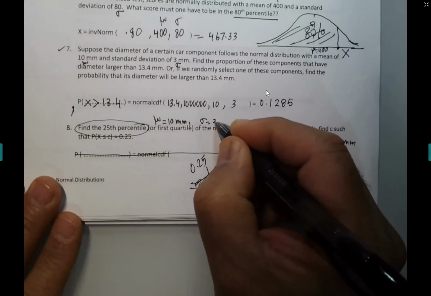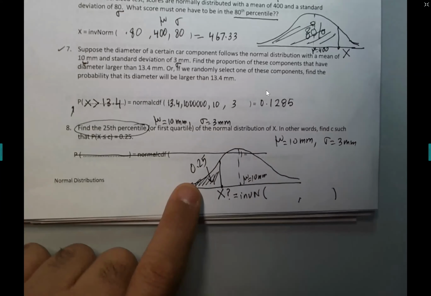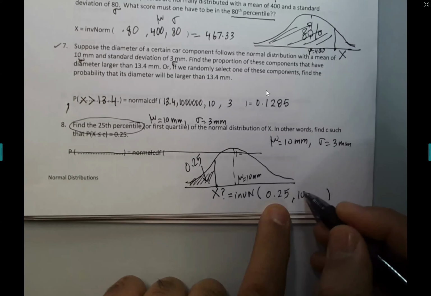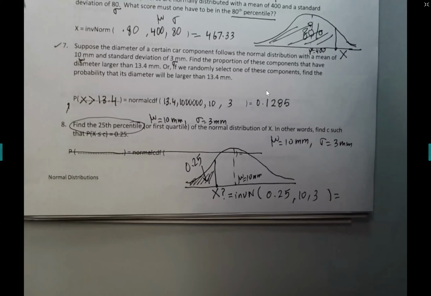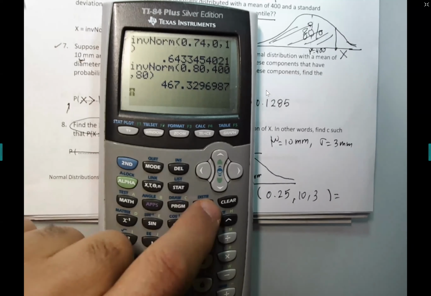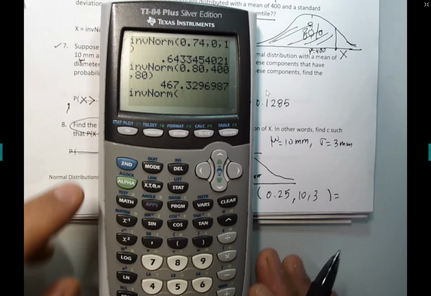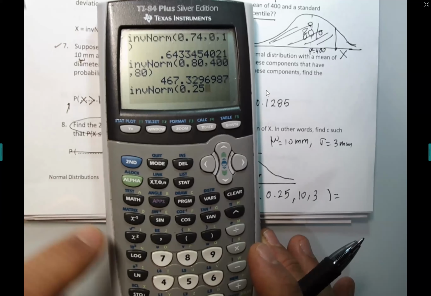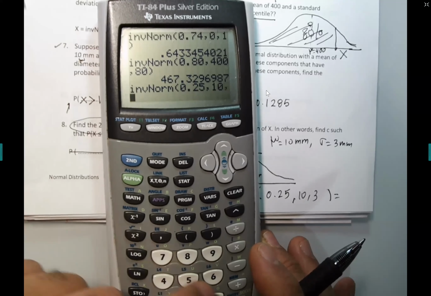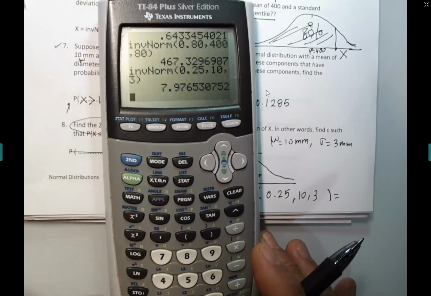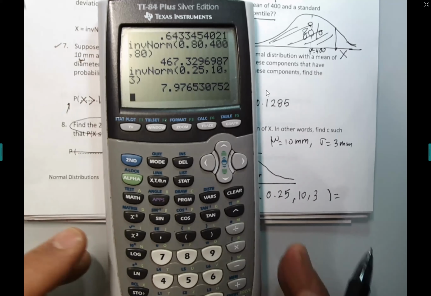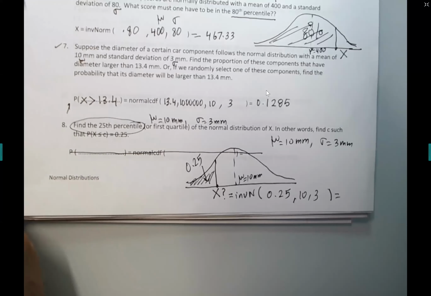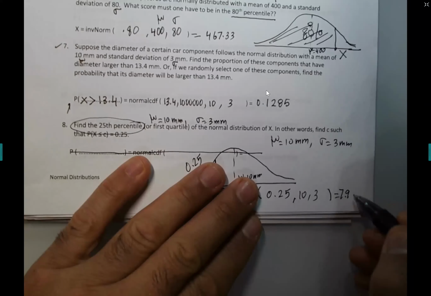Yes? So we have what, 25%? 25%, 10, and 3. That's it. Let's do it. Okay, so let's do 0.25, comma, 10, comma, 3. It's 7. As I told you, it's less than 10 because it's below 50. So it's 7.98. There you go.